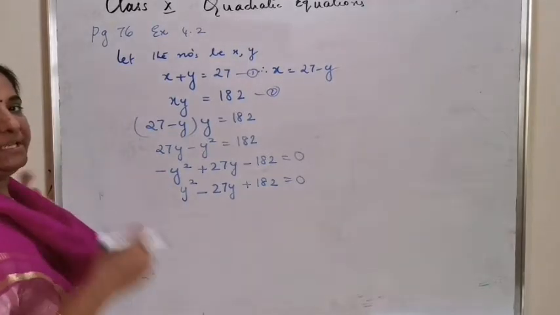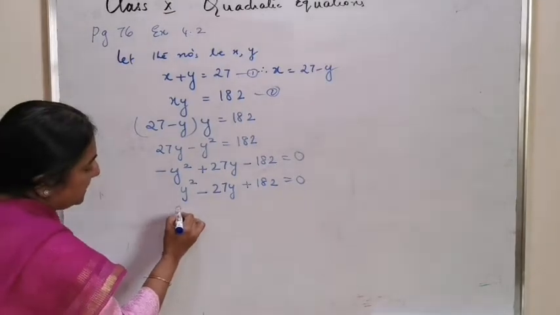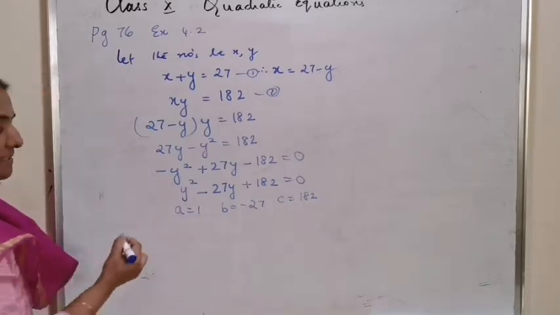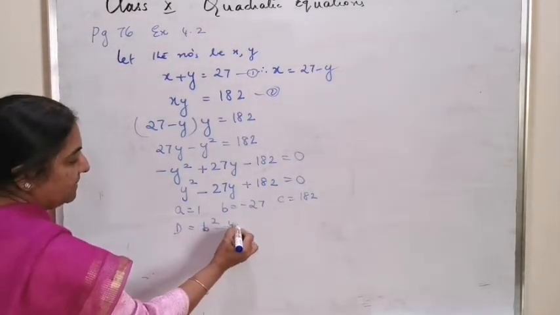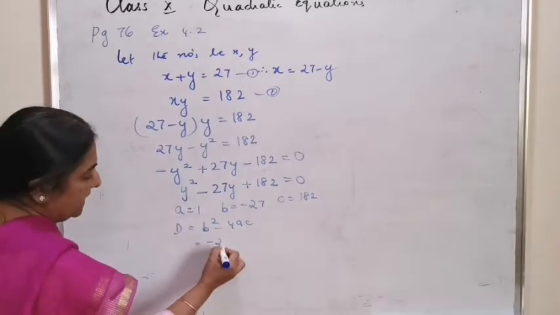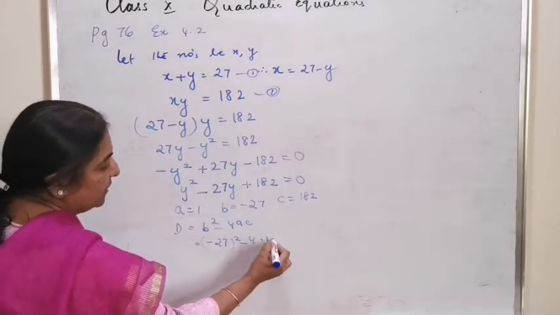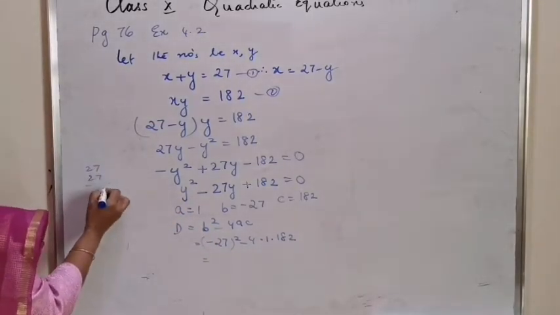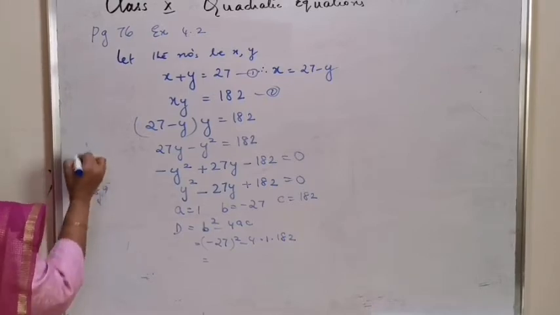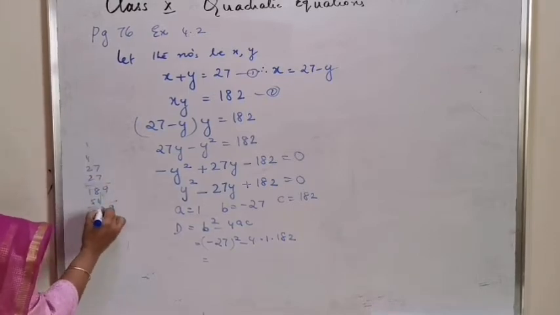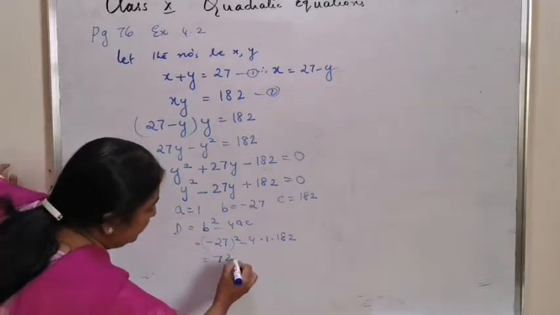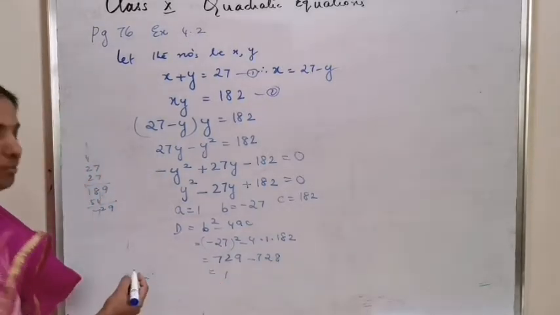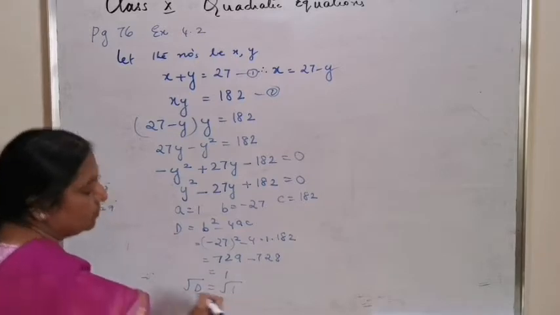Now you can proceed with the quadratic formula method. A is equal to 1, B is equal to minus 27, C is equal to 182. D is equal to b square minus 4ac, which is equal to minus 27 the whole square minus 4 into 1 into 182. 27 the whole square is 27 into 27, which is 729. 729 minus 728, which is equal to 1, so root D is equal to root 1.